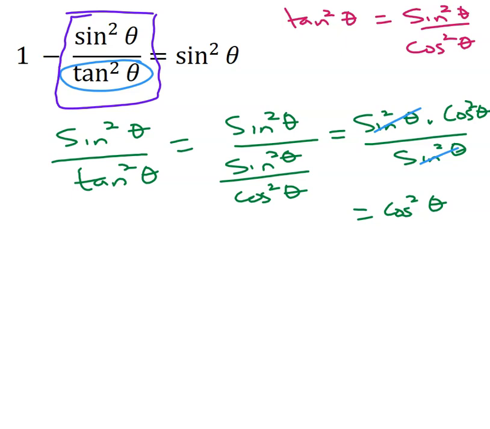So now we're going to replace this expression with cosine squared theta. So we have 1 minus cosine squared theta equal to sine squared theta. And this is how we get to it.